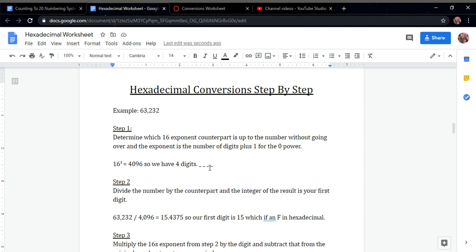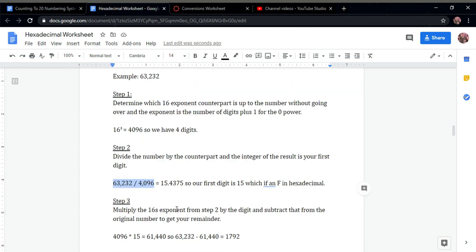So draw 4 blank lines. Then we have to divide our number, 63,000, by the decimal counterpart. So we have to divide 63,000 by 4,096. We get 15 and change. So we know our first digit is 15.